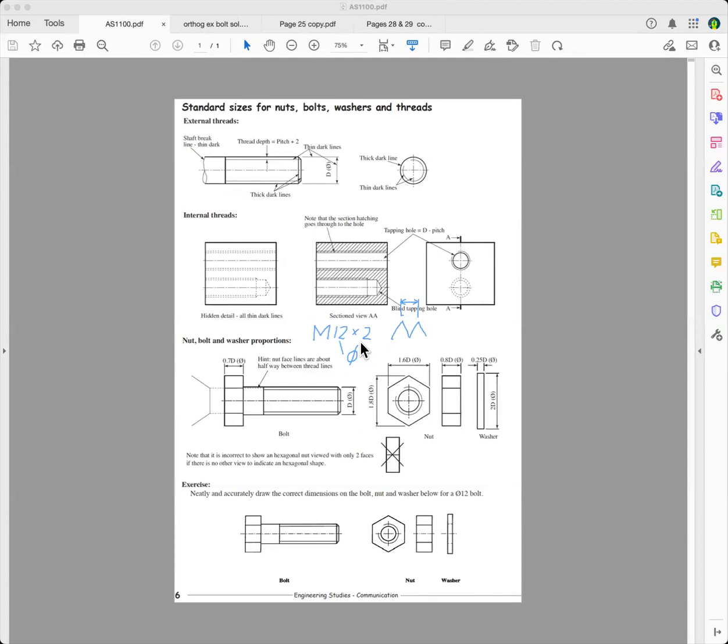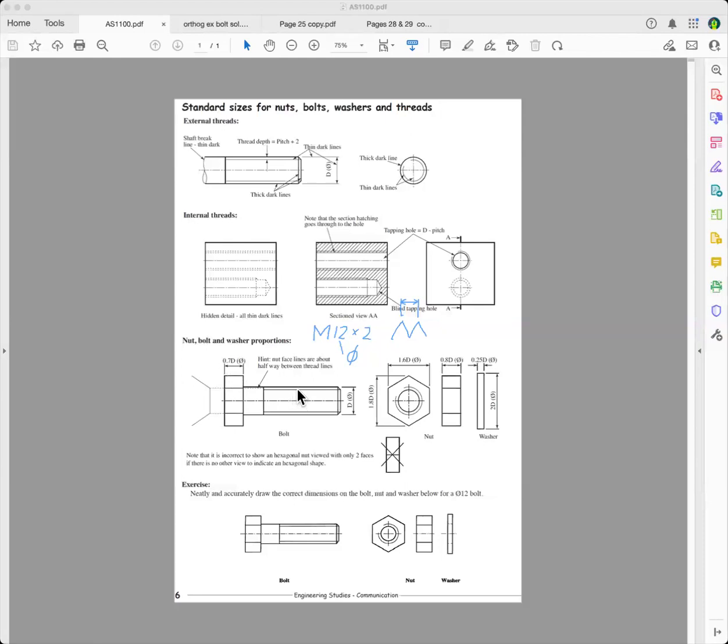And so for every drawing that has nuts, bolts, and washers, you've got to learn these proportions here. So the thickness of the head of a bolt is 0.7D. So you multiply 0.7 by 12, and that means your drawing will be 8.4 millimeters, that distance there.